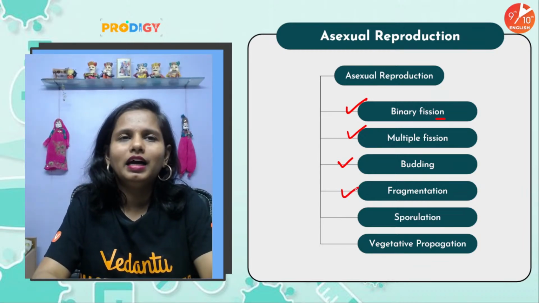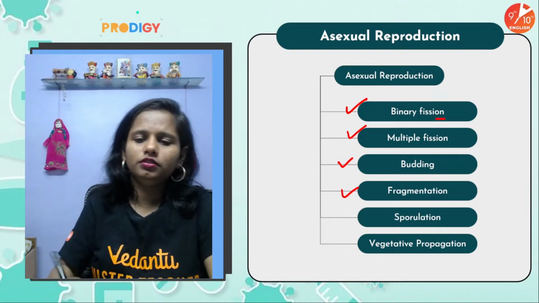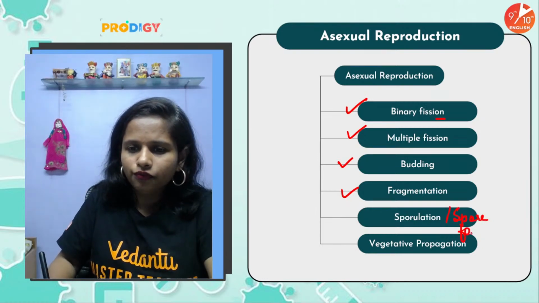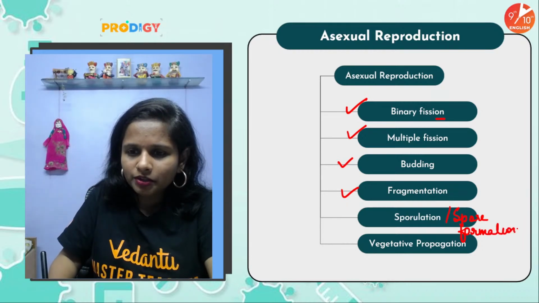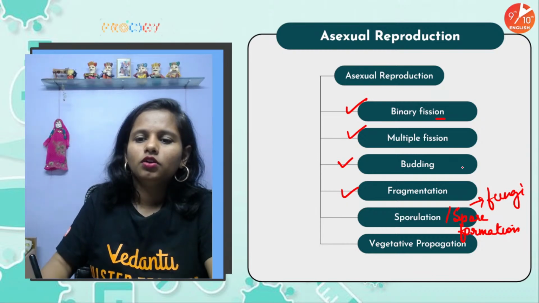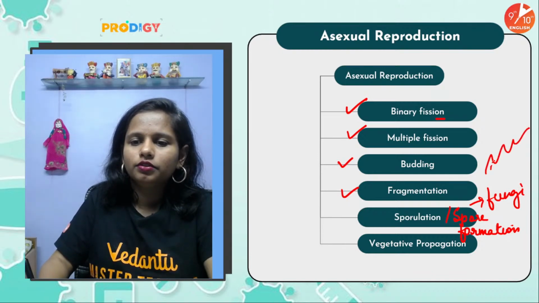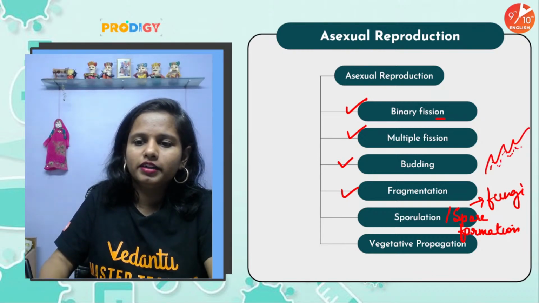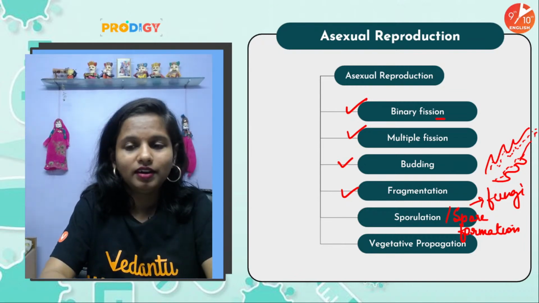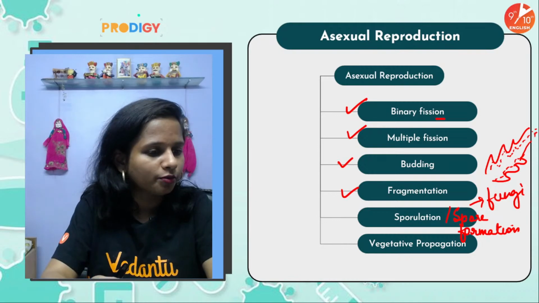Now sporulation, also known as spore formation. So spore formation is seen in fungi. Okay, on the reverse side of the leaf, especially in pteridophytes. Okay, thallophyta, bryophyta, pteridophytes, we see spores. But besides that, in fungi like mucor, rhizopus, we see spore formation.